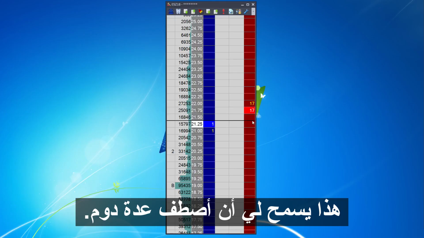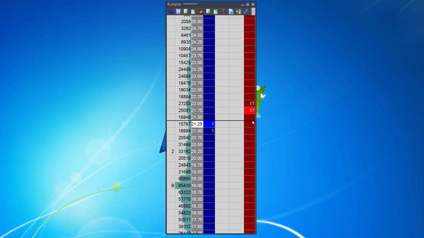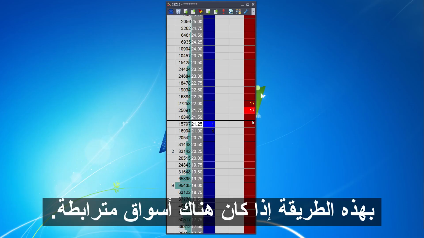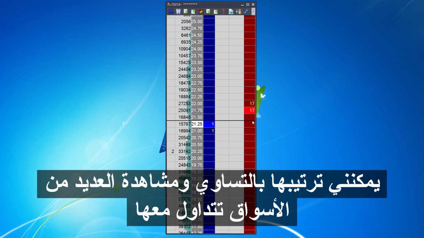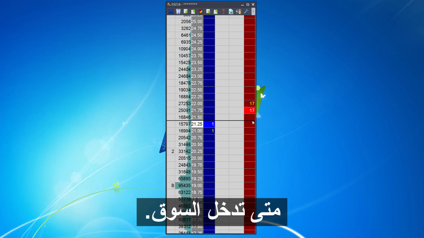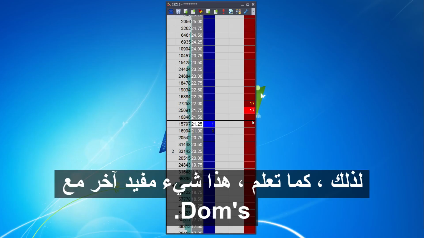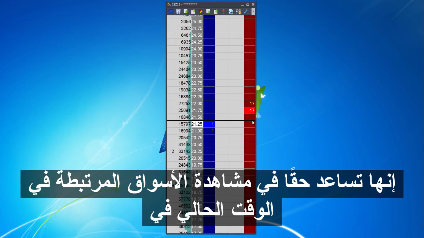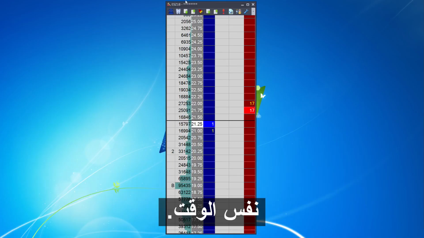That allows me to line up multiple DOMs, so that if there are correlated markets, I can line them up evenly and watch several markets trading with or against each other, which helps me figure out when to enter the market. So that's another useful thing with DOMs. It really helps with watching correlated markets at the same time.